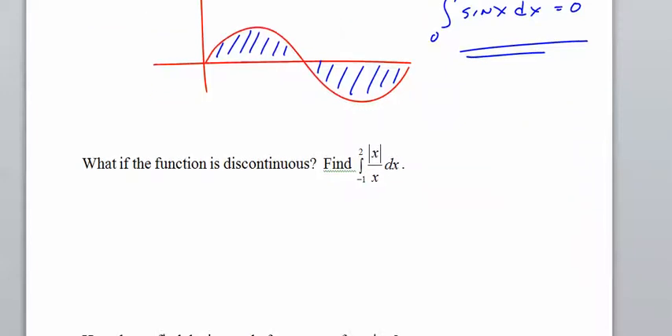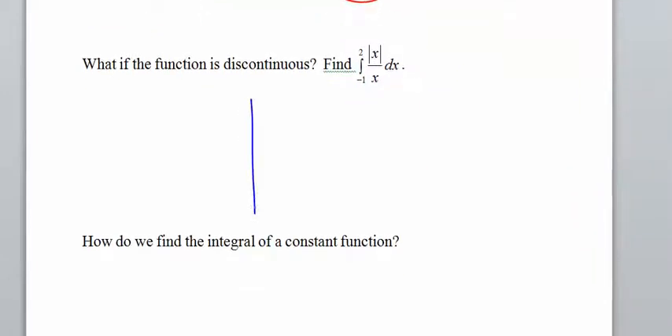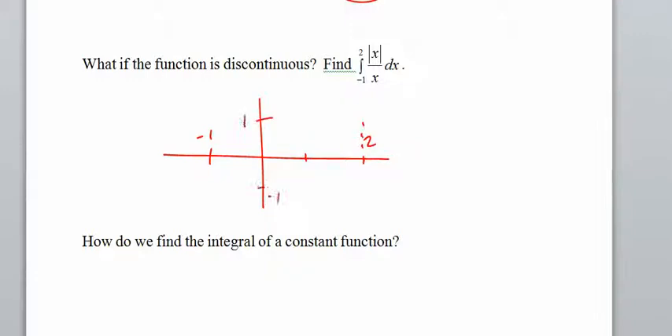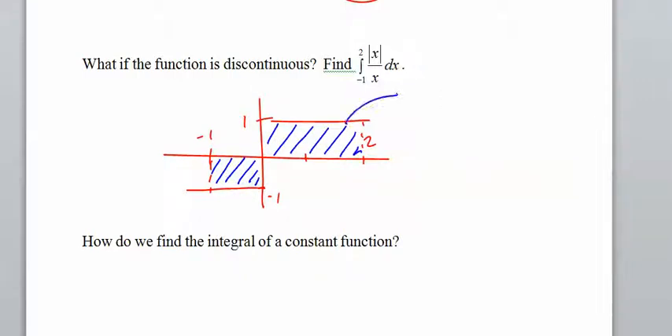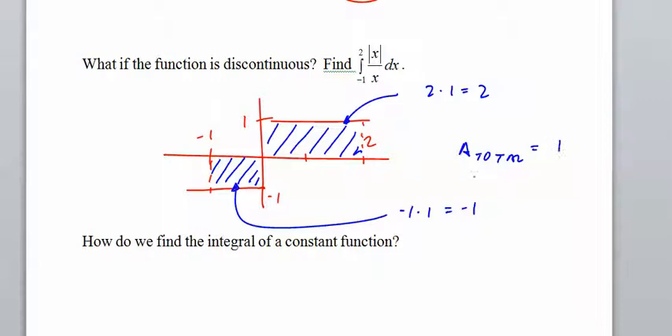We could also have functions that are discontinuous. So we can do one of these. -1, 2. This is x, so it's going to look like this. 1, -1. And we're looking at the area here and here. This area is 2 times 1. This area is -1 times 1. Combined, we get 1.